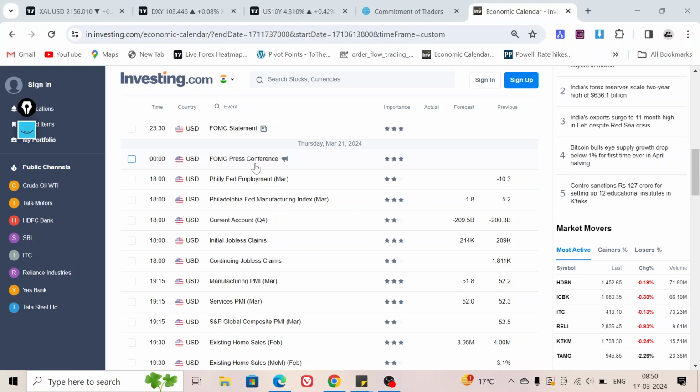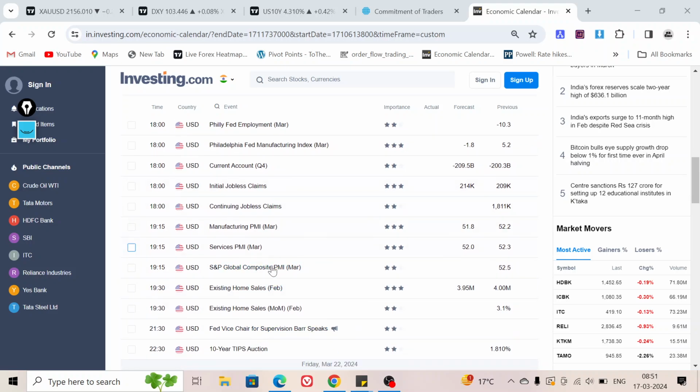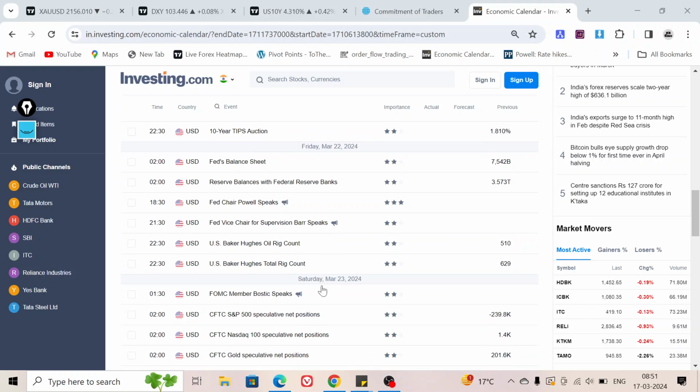Again, on the same day, we have the FOMC press conference, and on Thursday we have the Philadelphia Fed Manufacturing Index, initial jobless claims, manufacturing PMI, services PMI, and existing home sales. So we have an action-packed week ahead, and we have to be very attentive to check all this data and these levels. On Friday we have Fed Chair Powell's speech. So we have to watch and consider this data also.